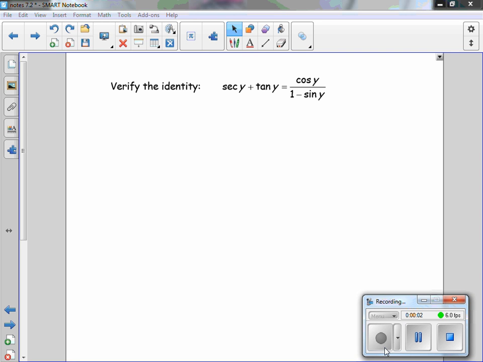Okay, one thing that can make verifying identities frustrating is that you may choose a method to utilize, and then you start working your way through it, and you're not getting anywhere. All right, so that's gonna test your frustration tolerance. Okay, you might not choose the right method. All right, or it may be an okay method, but maybe you just can't see it through till the end.